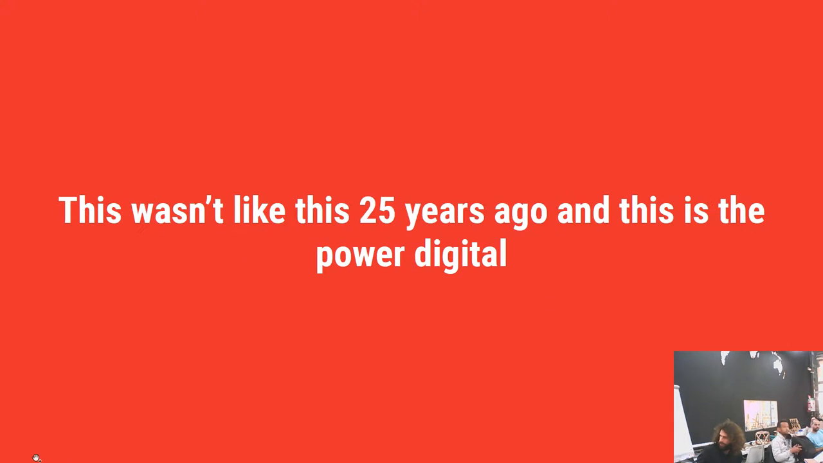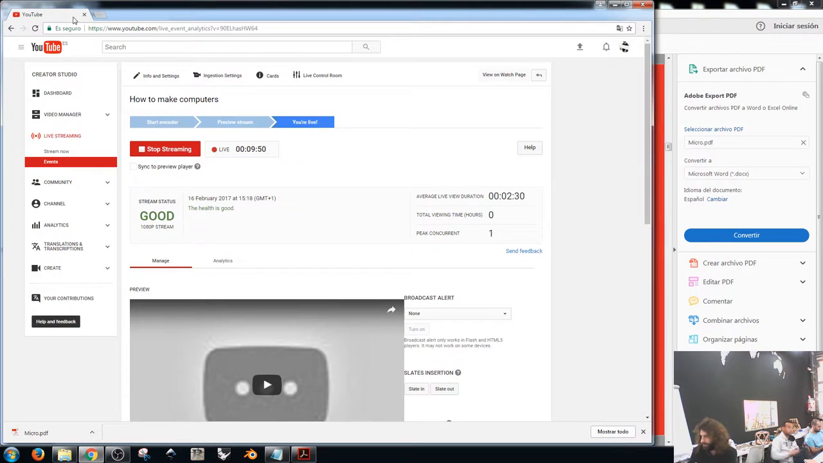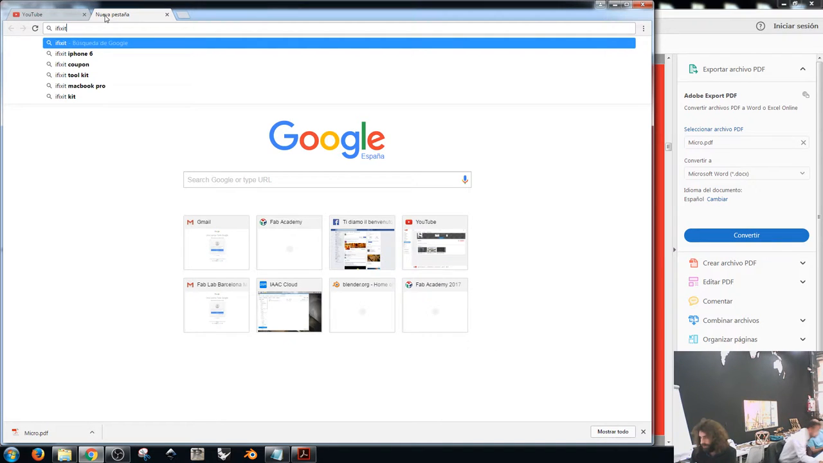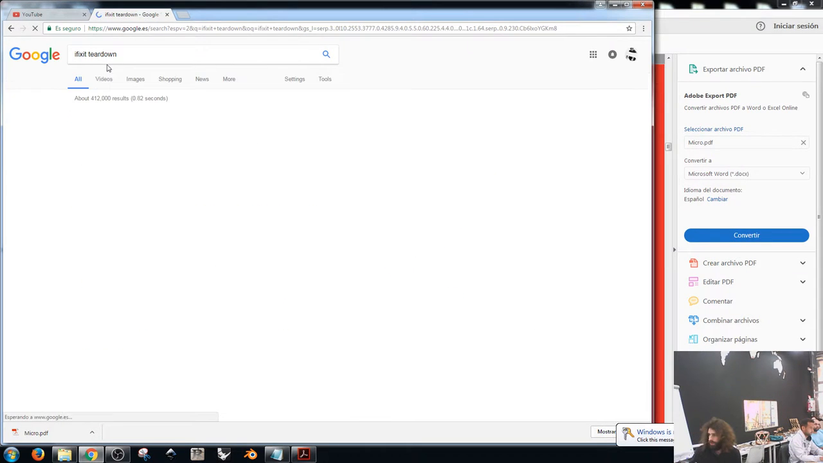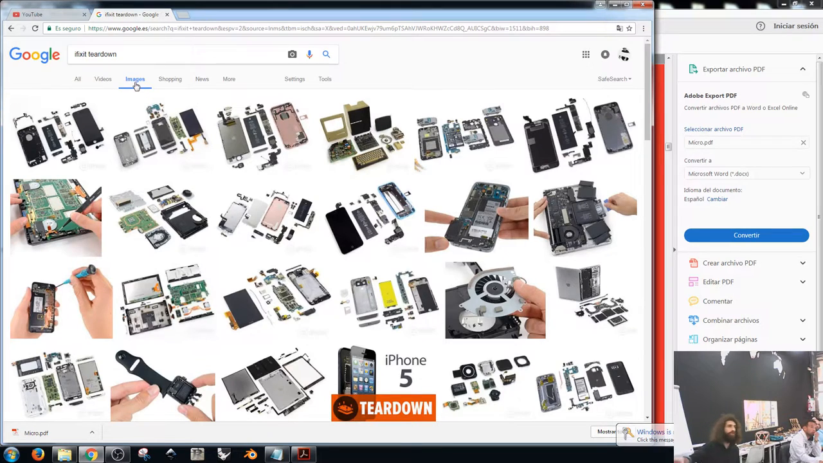So, in fact, I really recommend, as a way to understand how things work and to start realizing that most of the technology around us looks the same inside, visiting this site called iFixit. If you search on iFixit for teardowns, I mean they're not the only ones, but it's one where there are many things. Aside from providing manuals about how to repair things, they take things apart.